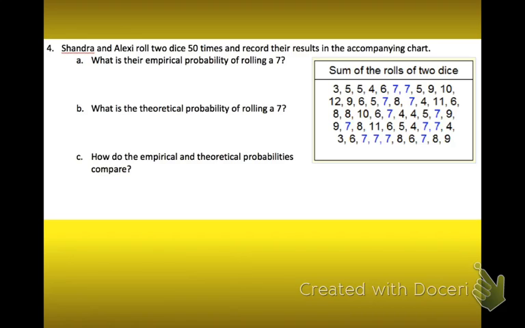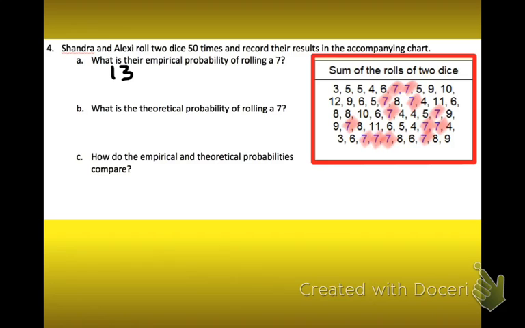So Chandra and Alexi rolled 2 dice 50 times. So that means that over here in this box, there are 50 results. And they record the results in this chart. What is the empirical probability of rolling a 7? So what you need to do is go ahead and look at how many times 7 shows up. So they're highlighted over here for you. We have 1, 2, 3, 4, 5, 6, 7, 8, 9, 10, 11, 12, 13. So we have a total of 13 sevens out of, and it says up in the top here, that they roll the dice 50 times. So that's going to be 13 out of 50, which is our final answer.